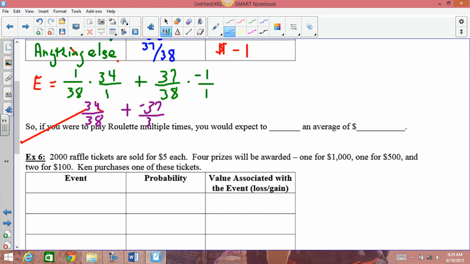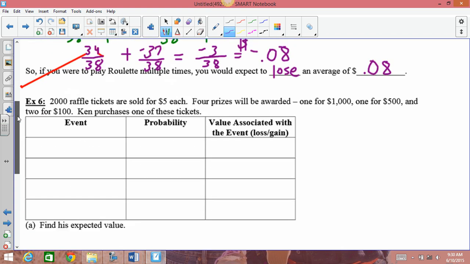38 times 1. Now because you have the same denominator, I can just add across. I've got 38. 34 minus 37, of course, is negative 3. So I have negative 3 over 38. Since we're talking about money, I would go ahead and divide that out, and you would have a negative 0.08. So if you were to play this roulette multiple times, same type of bet, you would be expected to lose, because that number's negative, an average of 8 cents. So 0.08. Okay.